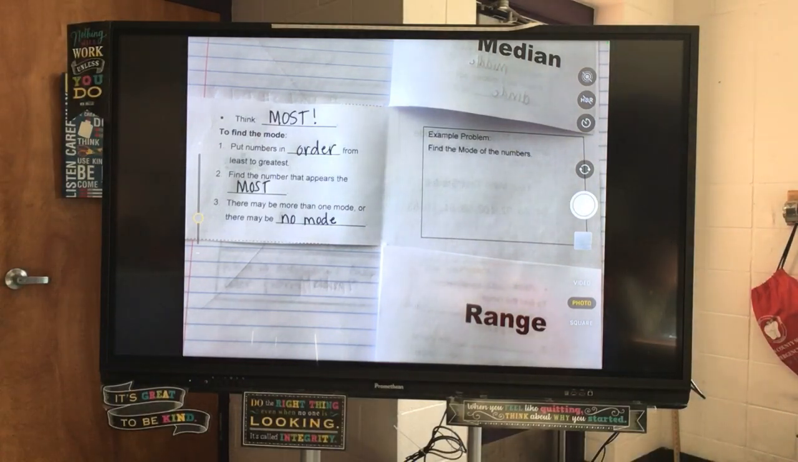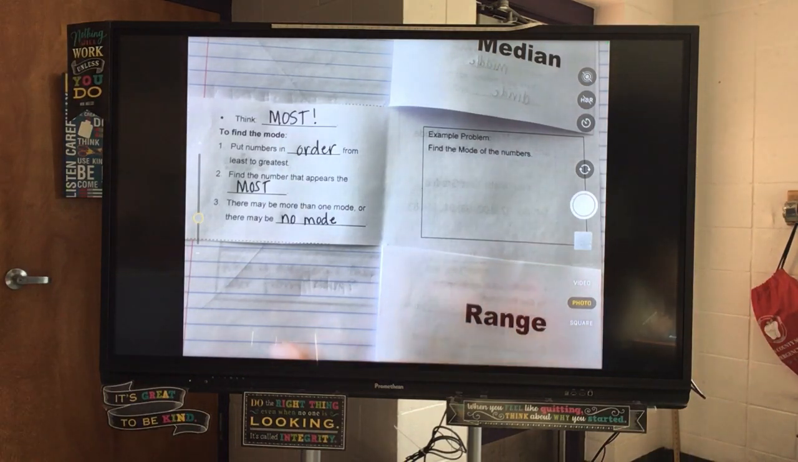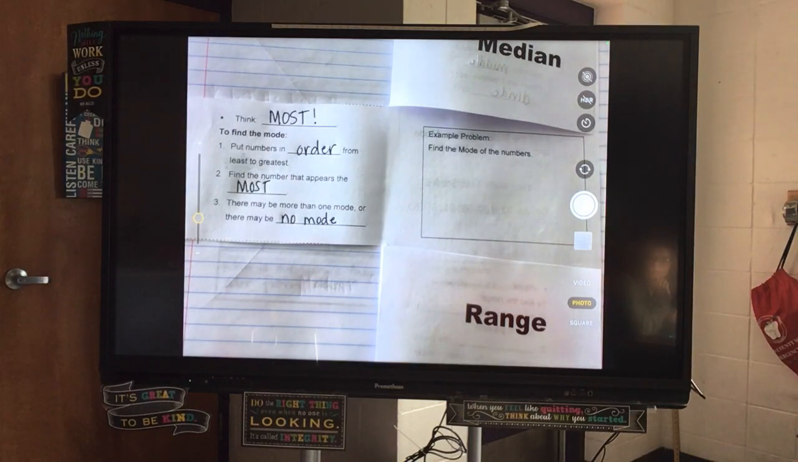So no mode, if you don't have a mode at all in your data set, what would happen then? Because a mode is saying it's the number that appears the most, right? So if you have no mode, what does your data set look like? Sophia? Maybe there's all different numbers. Right, so there's all different numbers and none of them repeat. Okay, because your mode is a number that repeats. Could be 1, 2, 5, 12, 15 times. Mode is the number that appears the most.